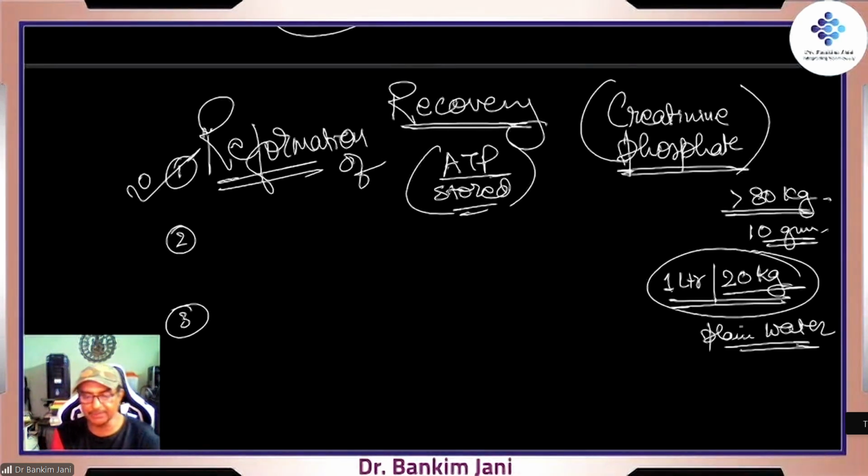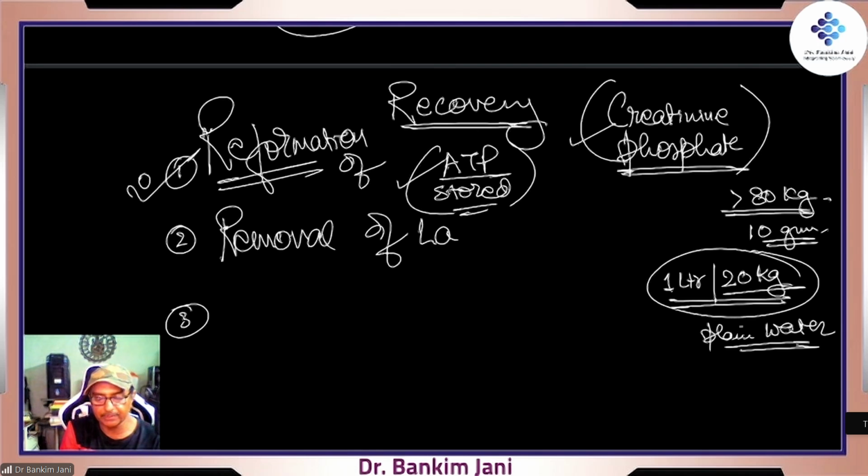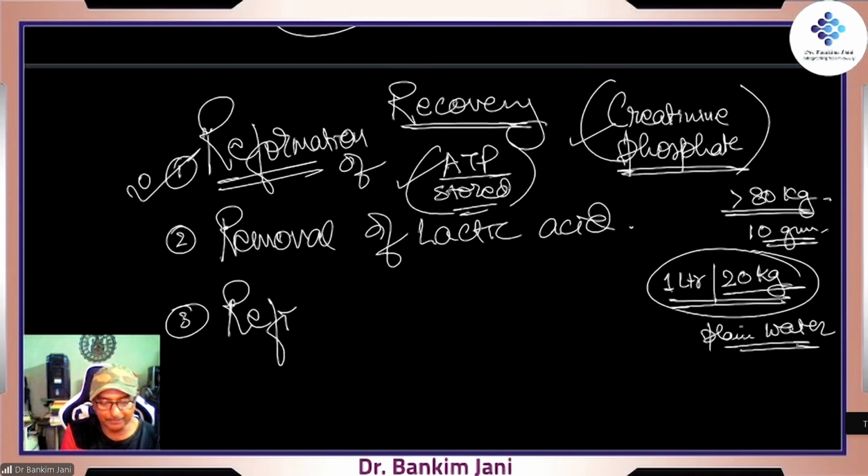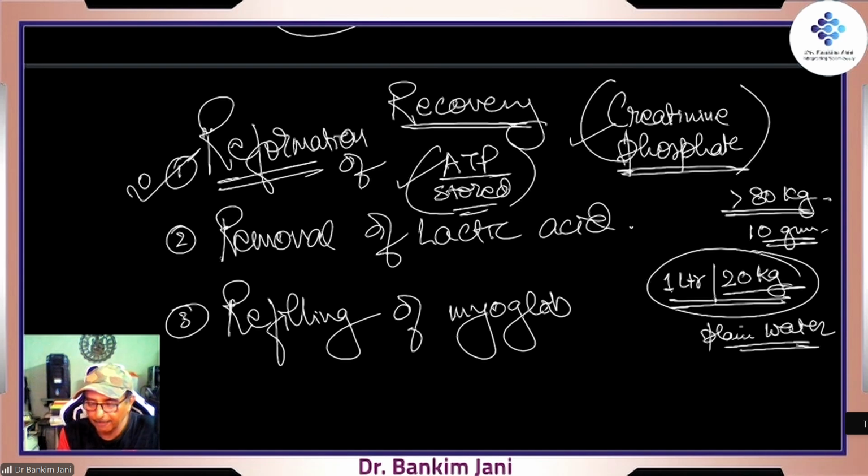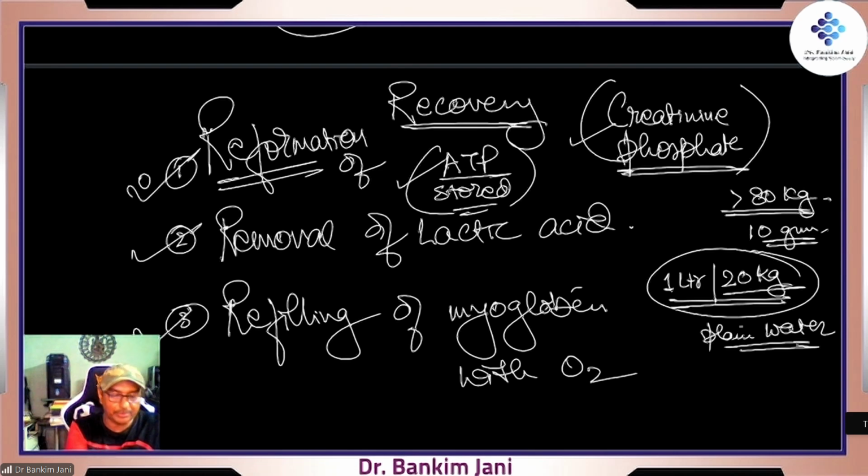Okay. So this is the reformation of the stored ATP, the creatine and phosphate. These are the two systems which should be replenished. Second, the lactic acid which was created has to be removed. Lactic acid is painful, it gives pain. And third is refilling of myoglobin with oxygen. Now, what is that? We will understand these three things in the form of what is called the oxygen debt.